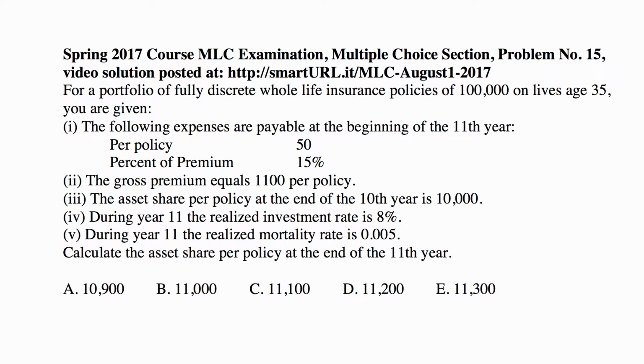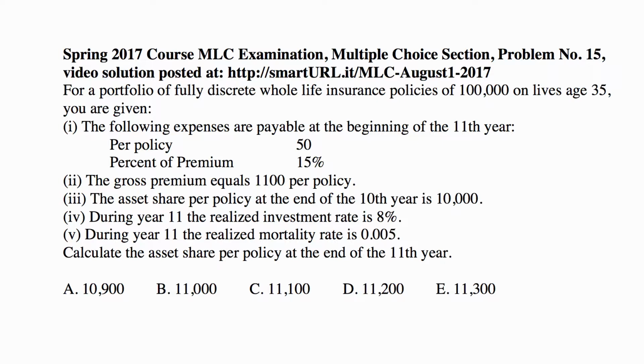It's an exam MLC problem from the spring 2017 exam, multiple choice section, problem number 15. It says: for a portfolio of fully discrete whole life insurance policies of $100,000 on lives age 35, you are given the following. Expenses are payable at the beginning of the 11th year. Per policy, $50; percent of premium, 15%. The gross premium equals $1,100 per policy. The asset share per policy at the end of the 10th year is $10,000.